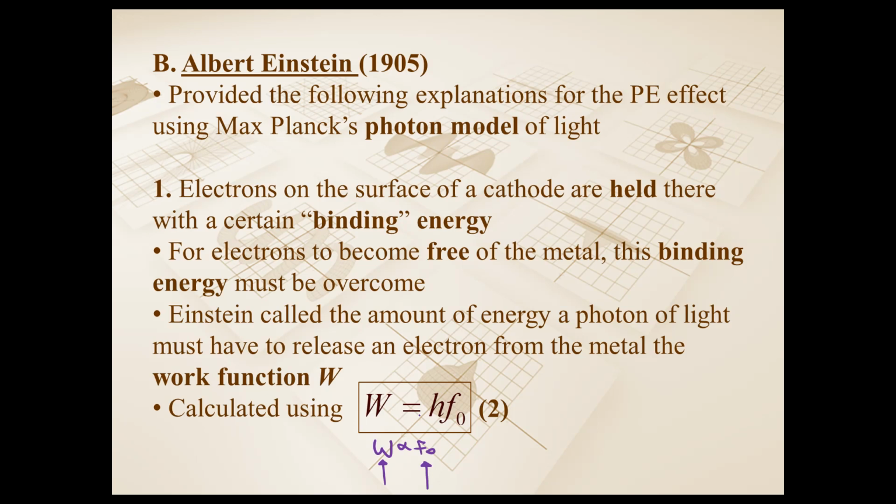And again, we can calculate that by going h times f₀. Just be careful, depending on what kind of units you want the work function to be in, you'd have to make an appropriate selection for Planck's constant, whether you want it to be in electron volts times seconds or joules times seconds.